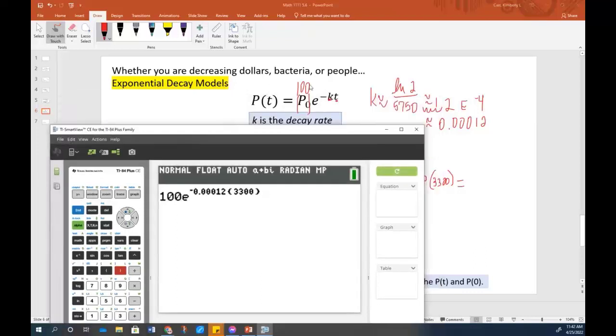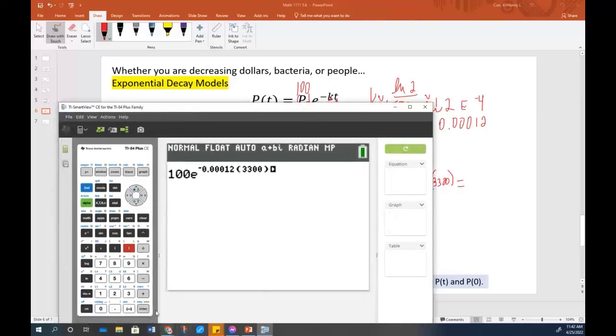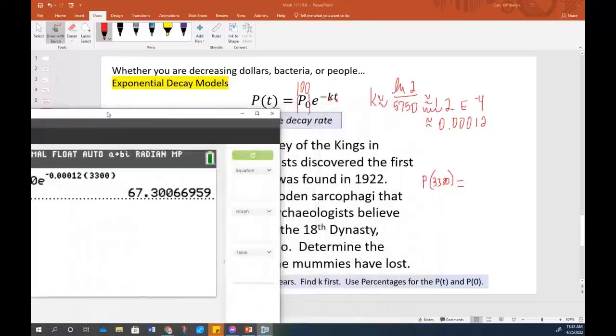So I have taken this. I know I started with 100%. When I click enter on here, it's going to tell me the percent that's left. It's going to tell me the percent after 3,300 years. So I find that it's approximately 67.3% remains.